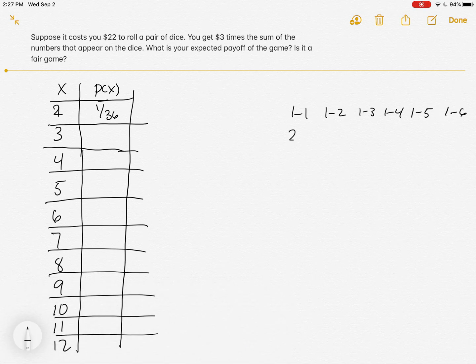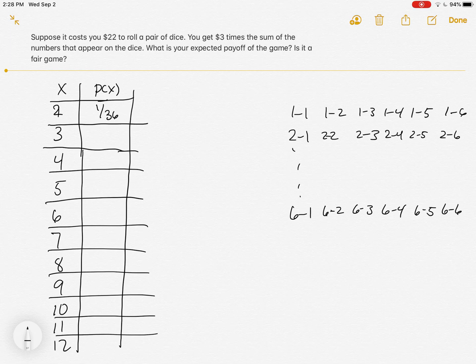1,6, 2,1, 2,2, 2,3, 2,4, 2,5, and 2,6. And that goes all the way down to 6,1, 6,2, 6,3, 6,4, 6,5, 6,6. And so you have this big 6 by 6 grid. That's where 36 comes from.